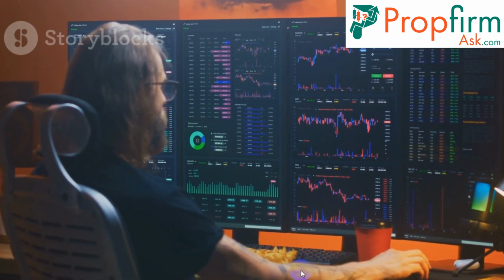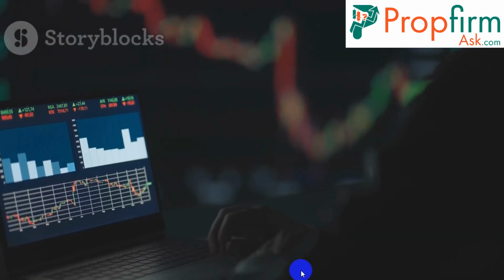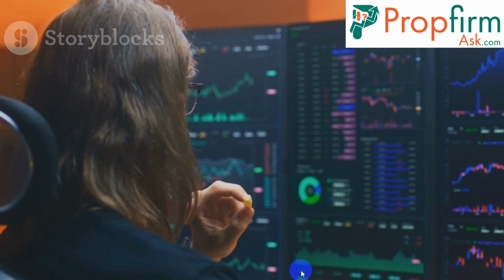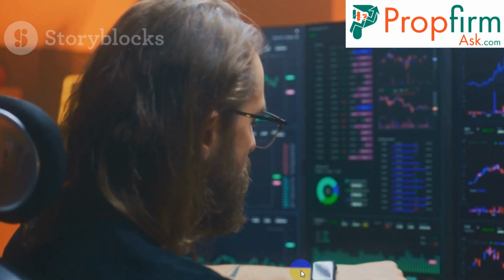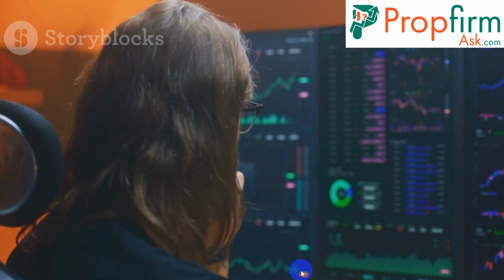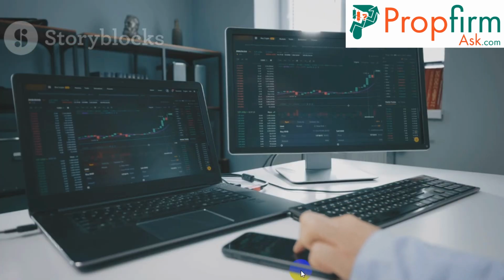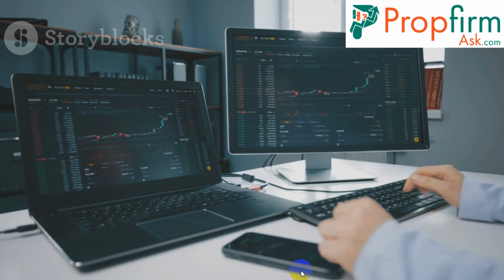Now, let's discuss protecting your trading capital. One effective way to do this is through diversification. By spreading your investments across different assets or markets, you reduce the risk of a significant loss from any single trade. Additionally, regularly reviewing and adjusting your risk management strategy is vital to adapt to changing market conditions.